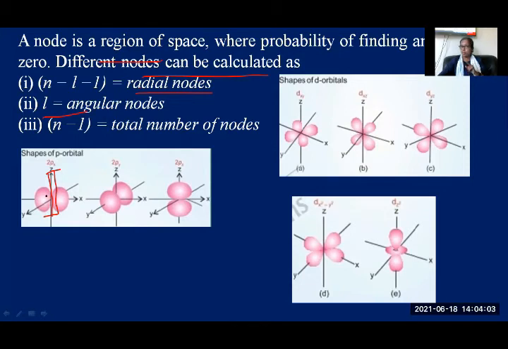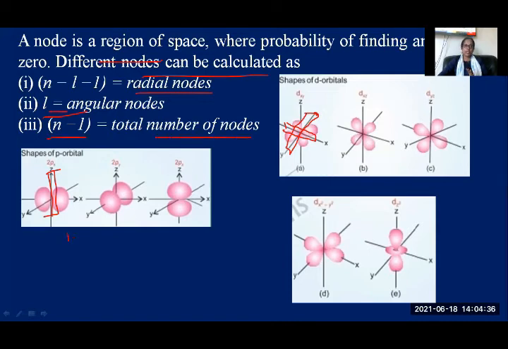For an s orbital there is no angular node. For a p orbital there is one angular node. And for a d orbital, there are two such planes. Such a plane is called an angular node, and the number of angular nodes will be equal to the value of l. So the total number of nodes will be n minus 1.